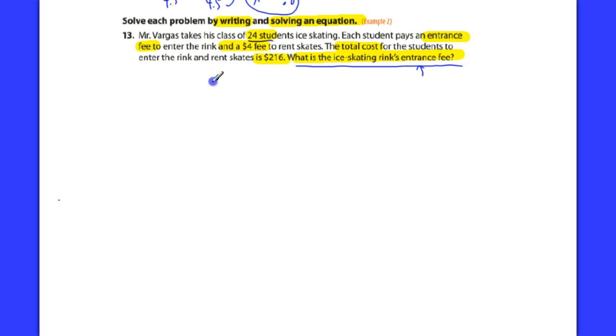So that is our variable, and we need to define it. We want to define what the variable is. E is equal to the entrance fee for ice skating. If E is the entrance fee, that's what we're trying to find. We don't know what it is, but we want to know what it is. What is the ice skating rink's entrance fee?